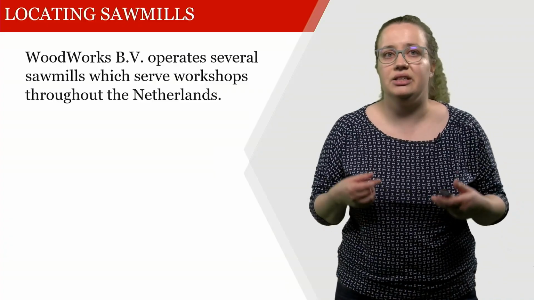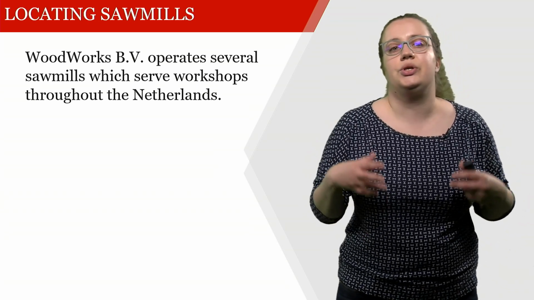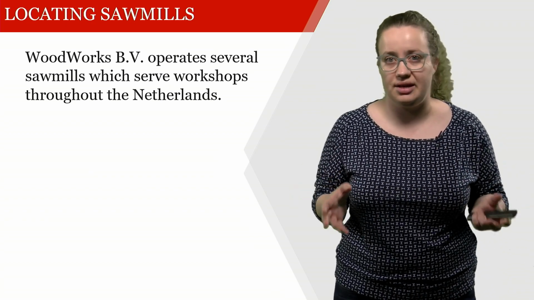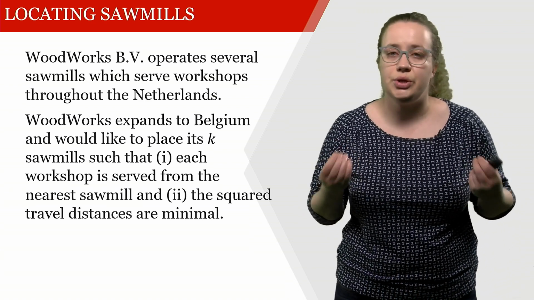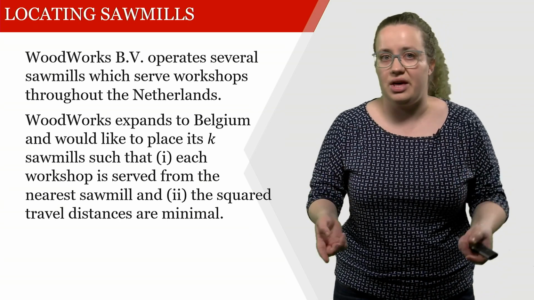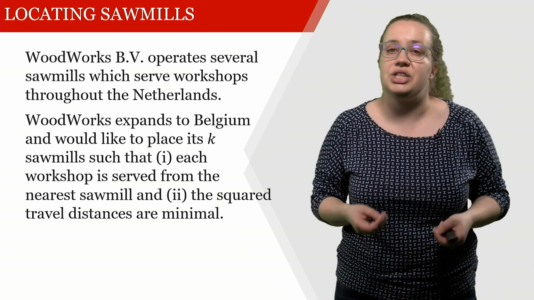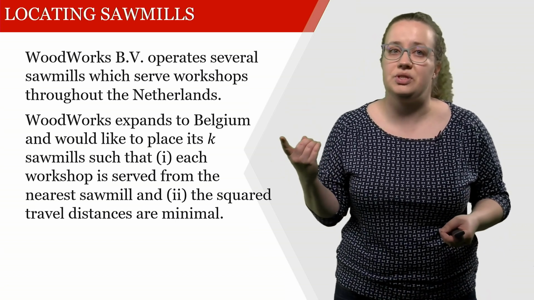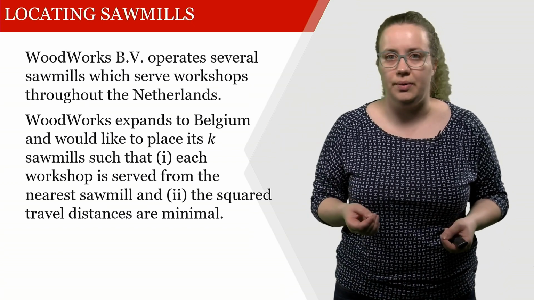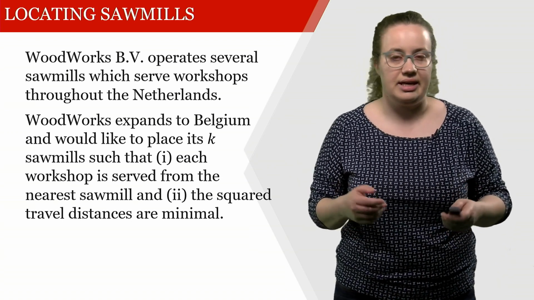So let's look back into the example that we've been using throughout facility location as well. Woodworks BV operates several sawmills which serve workshops throughout the Netherlands. And they're currently looking into opening additional sawmills in Belgium to serve the demand there. So what they would like to do is place K sawmills such that, on the one hand, each workshop is served from the nearest sawmill, and secondly, the squared distances are minimal. And we're going to look into why we're looking into squared distances in just a second.